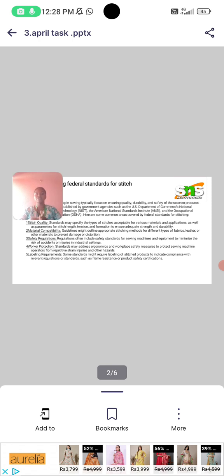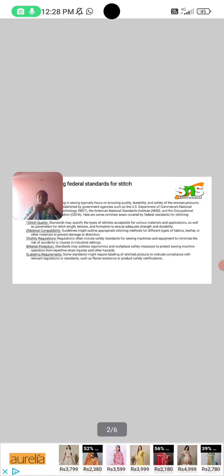Decorative stitches include chain stitch, blanket stitch and embroidery stitches. Chain stitch is loop stitches. Blanket stitches are loops formed on the edge of the fabric. Chain stitch means loops connected one by one. Okay. Blanket stitch means loops formed on the edge of the fabric.